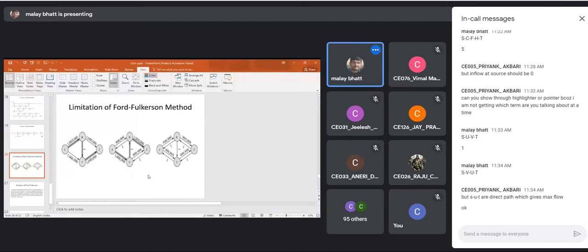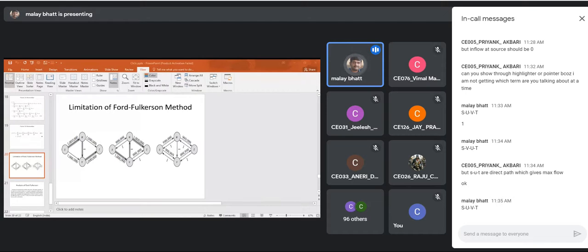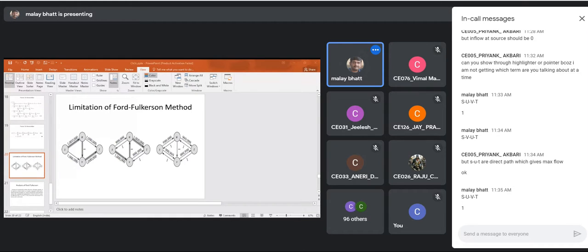So now what will happen? Again, we are getting the path S to U, U to V, and V to T, because now again the direction of U to V is there. So it is a continuous process. Again the flow value will increase by 1. So you can say that U to V, again V to U, again U to V, will be a continuous process.